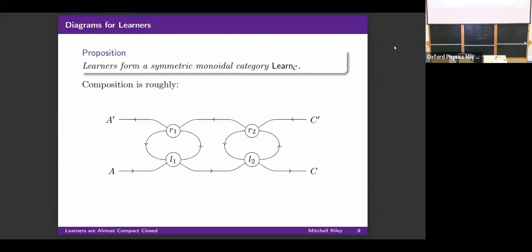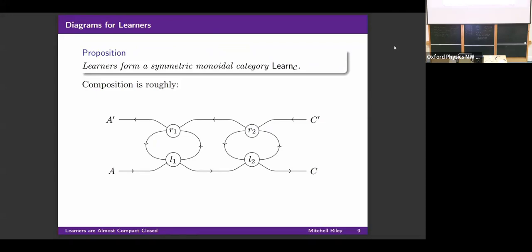Now, I didn't say, but of course, the learners, the way that I've defined them here, do form a category. They form a symmetric monoidal category, which I'm also going to call Learn. And you can define what the operations do just by following your nose. Like you want composition to do this, like we've just got them over here, and we stick them next to each other. But of course, this is not in the shape of the formal diagram that I promised you.